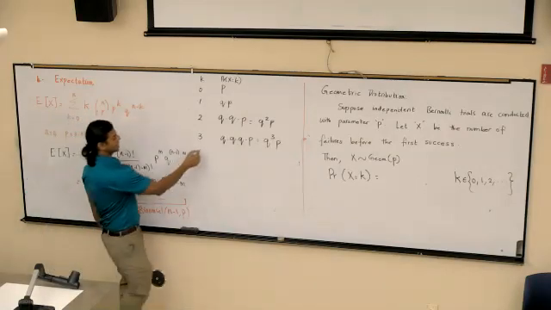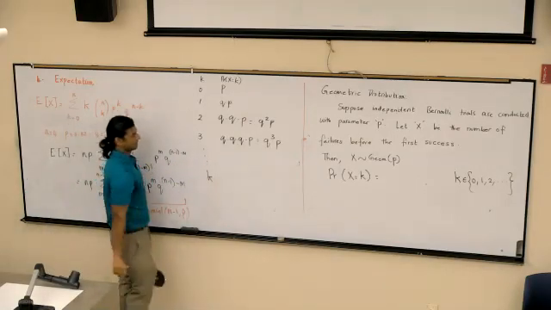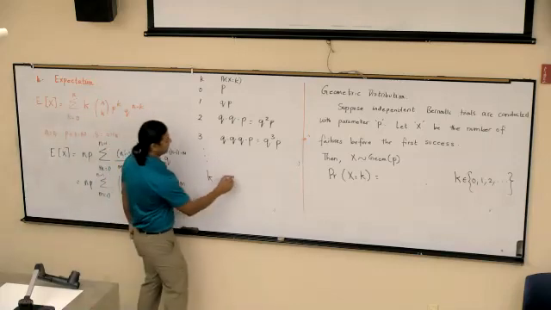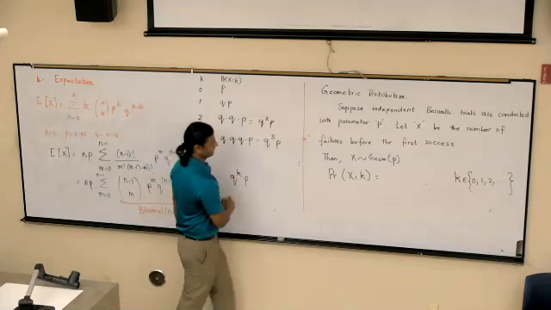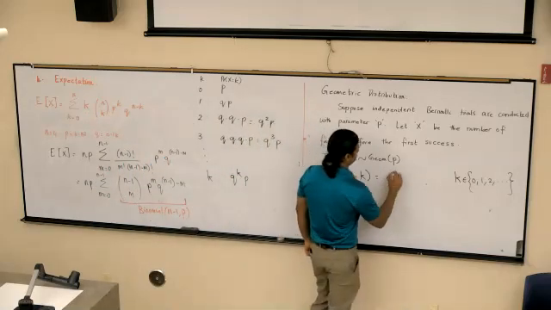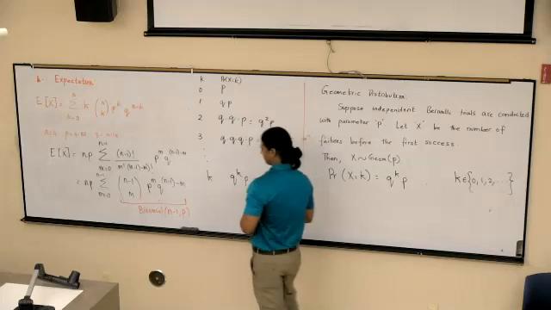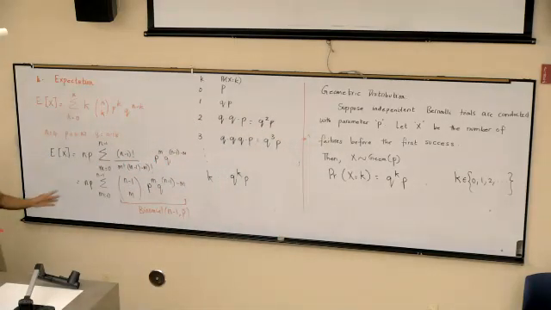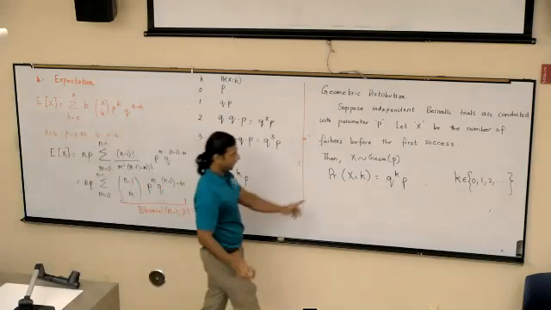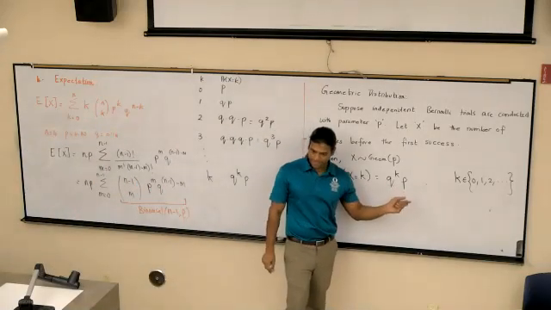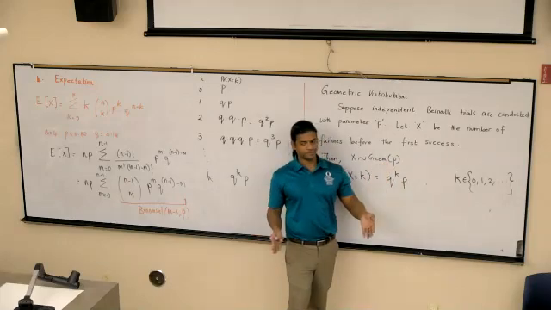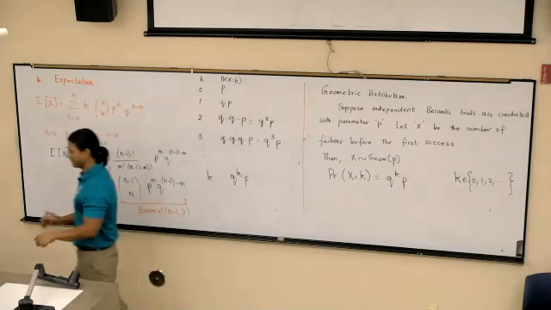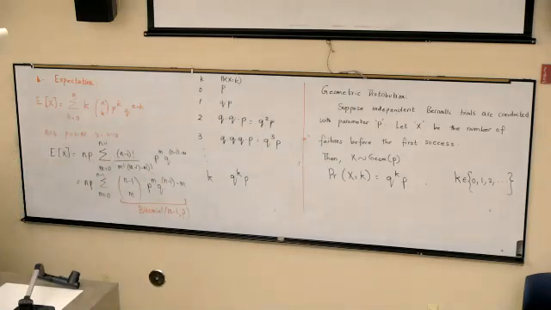If I generalize it for some K, what would it be? It's Q raised to the K times P. Good. Naturally, Q is a probability, P is a probability. They have to be between 0 and 1. Yes, it's a given. I don't even have to write that over here.